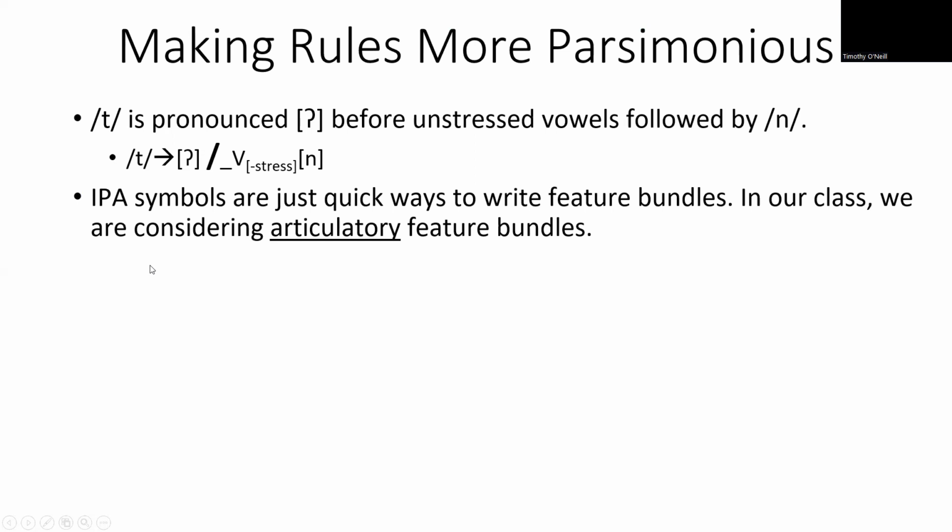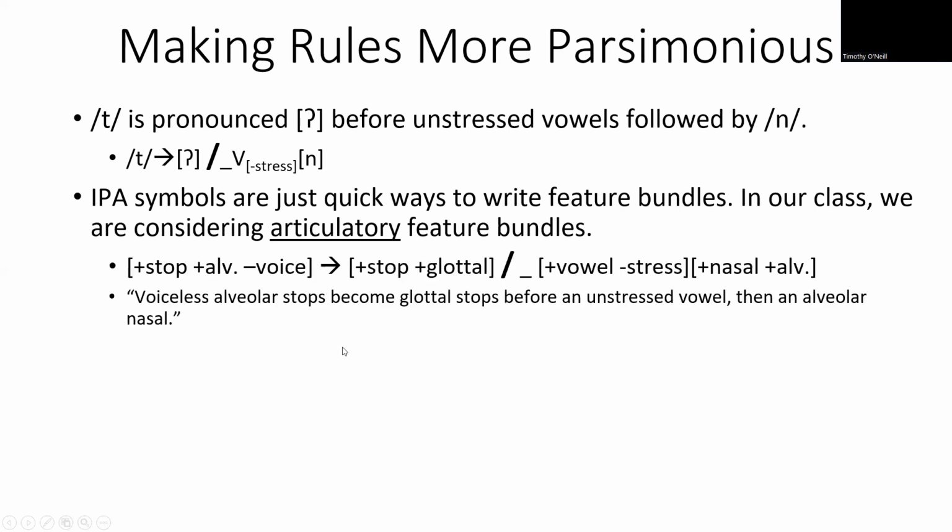So the problem with this rule is an IPA symbol, that's handy for us, but it's just feature bundles. That's why when we went through all the sounds of English, we talked about the features of each. We used articulatory feature bundles. We'll talk about another type of feature a little bit in our next class.